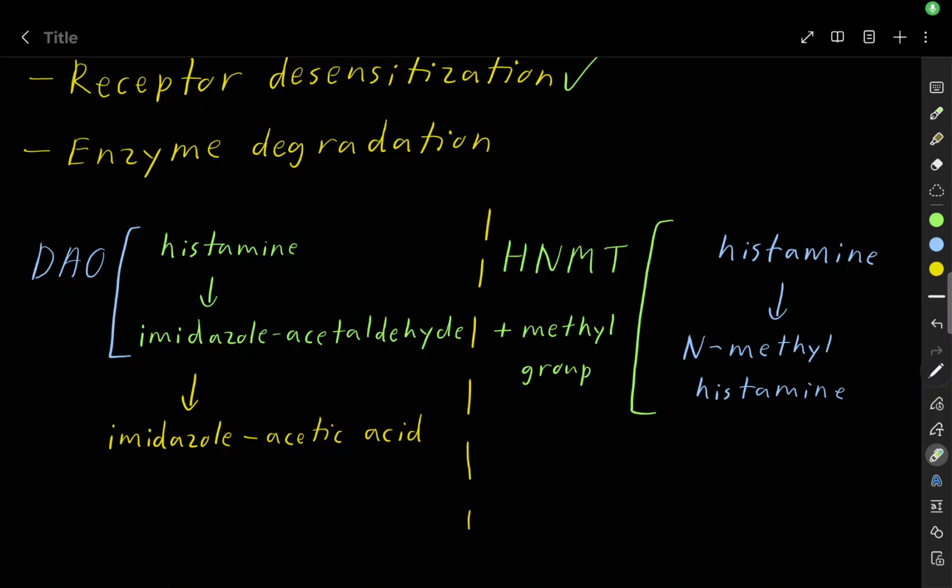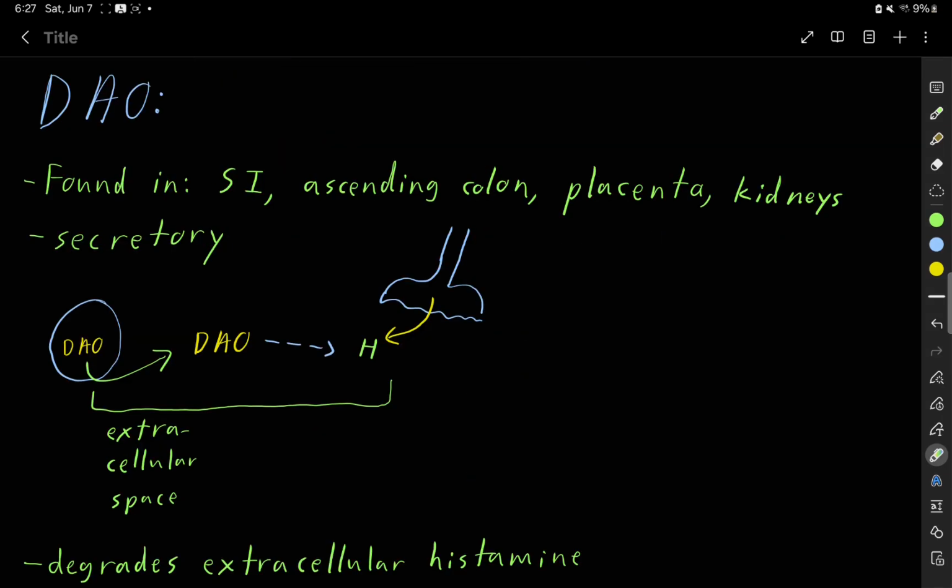So now we know that we have 2 different enzymes which are both good at terminating and degrading histamine. But what's the point of having both if they both do the same thing? Well, actually, they both work well in different situations. So diamine oxidase is found in a few different tissue types: your small intestine, ascending colon, placenta, and kidneys.